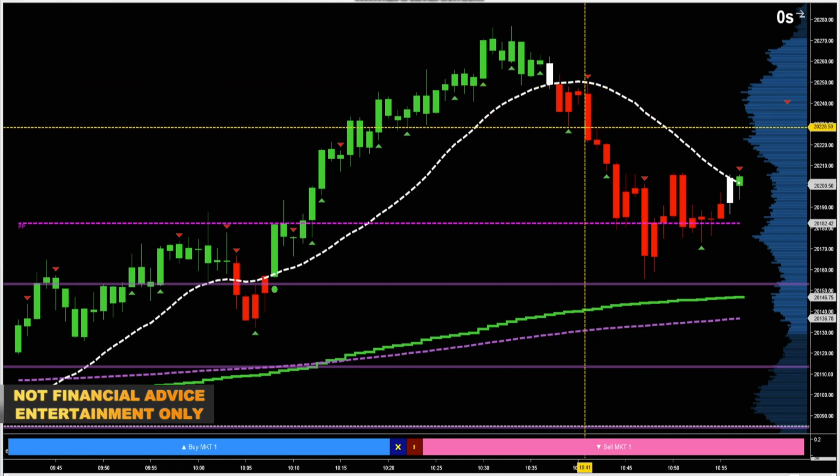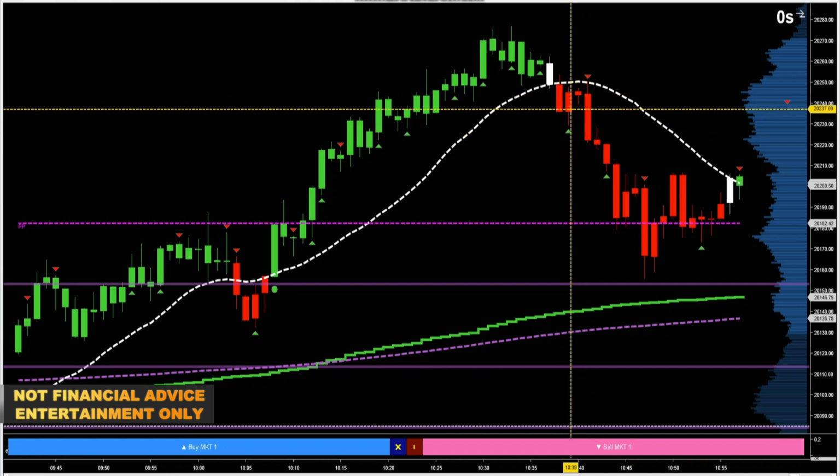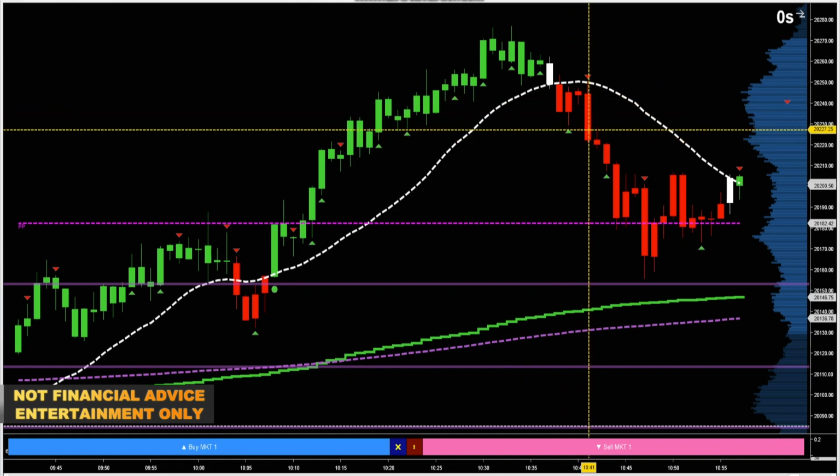We get a delta wave to the downside. We break below this previous entry candle. So it's kind of a failed breakout to the upside. And we have a delta wave to the downside on the candle that pierced.